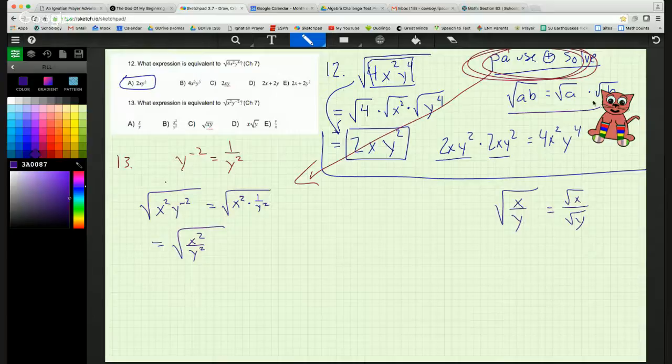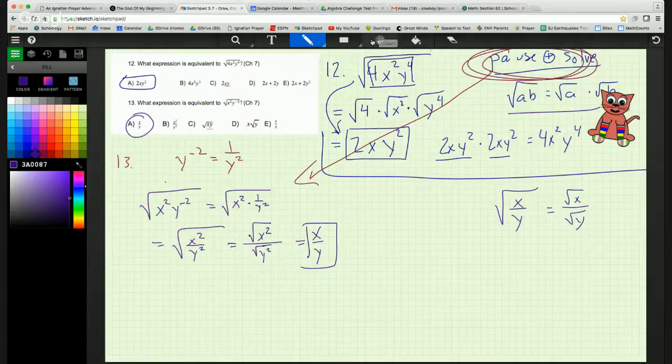All right, the multiplication rule, two things multiplied together is equal to the square root of those two things. Similarly, the square root of two things divided is the square root of the first thing divided by the square root of the second thing. So we can rewrite this guy as the square root of x squared over the square root of y squared. Well, the square root of x squared is x, and the square root of y squared is y. Bam. x over y. Boom. A. 2 A's in a row.